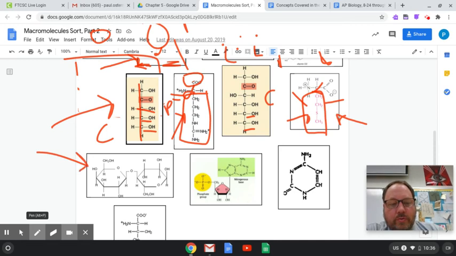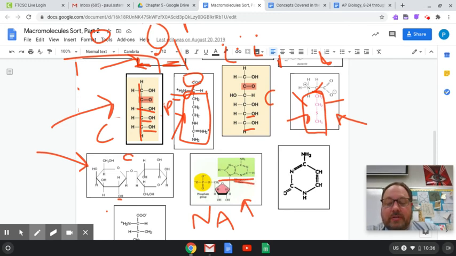It's CHO with a lot of O in rings. This is a disaccharide, a version of a carb. It's like sucrose, table sugar. This image, this is a nucleic acid. It's a nucleic acid because it's got CHOMP: carbon, hydrogen, oxygen, nitrogen, and phosphorus.